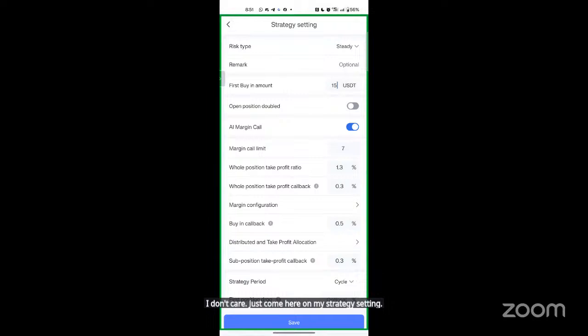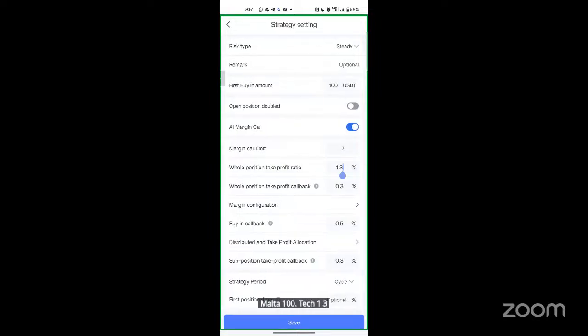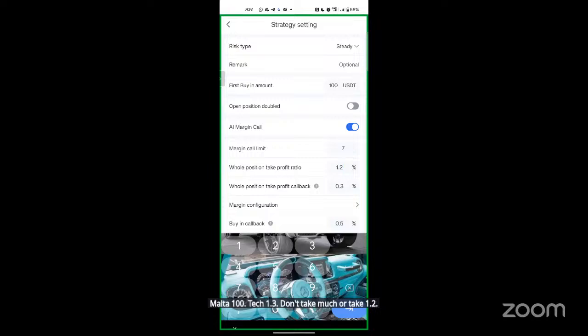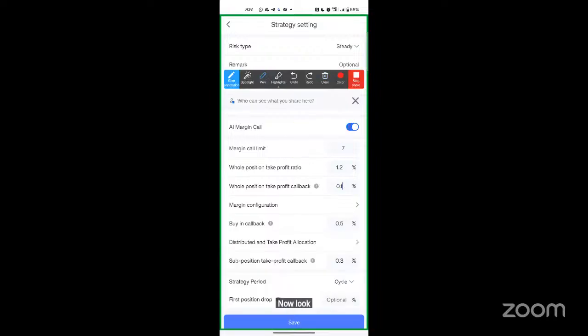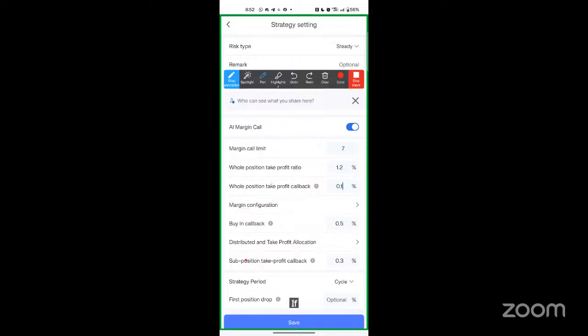Look here, friends. Let's buy an amount of 100. Take 1.3. Don't take much, or take 1.2. Make this 0.01 if you want to do the trade, or make it 0.1. Now look here. When you make 0.1, you will get 1.1%, because it will be 1.2 minus 0.1, meaning you will get 1.1 as your take profit. But can I tell you a secret? If this coin will pump, it will give you more than 1.2.